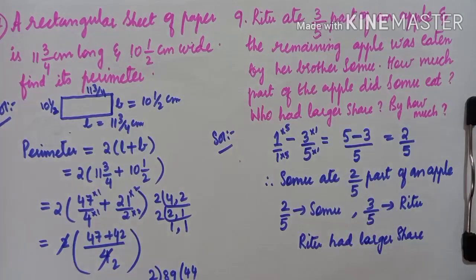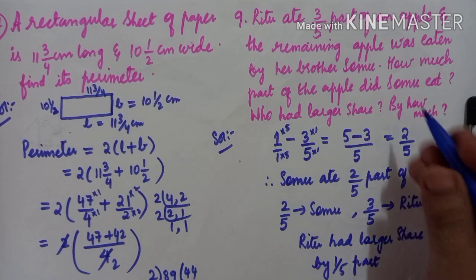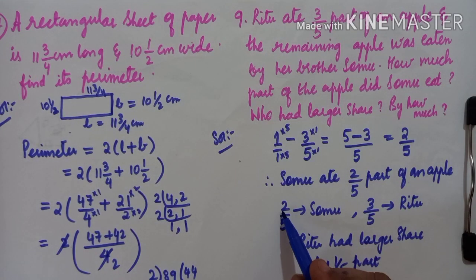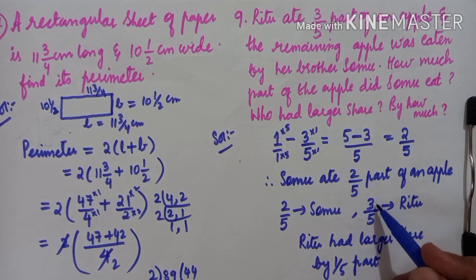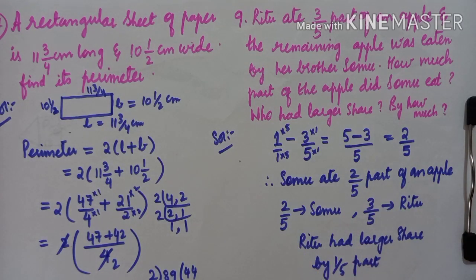So by how much? This is 2 by 5, this is 3 by 5. So 1 by 5 more, right? By 1 by 5th part, because this is 2 by 5, this is 3 by 5. She had 1 by 5 more than Somu.